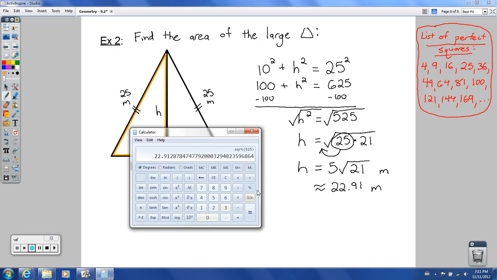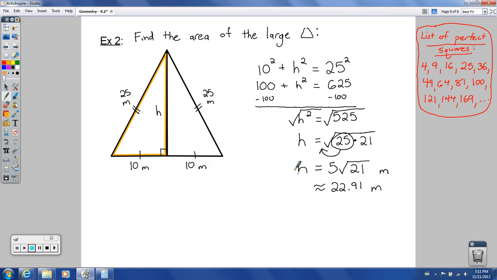But just to show you that that's the same as 5 times the square root of 21, we have 5 times, and if we hit 21 square root, that would take the square root of 21, multiply those together, there it is, 22.91. And then the 2, that's 4 or lower, so we round it down there. So this would be an important step, but not the final step. We found the height. We need the height now in our area of a triangle equation.